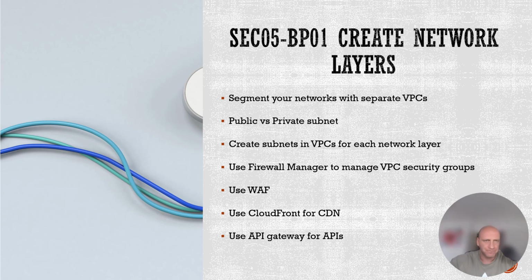Create subnets in your VPC. So create subnets for each network layer in groups that include multiple availability zones to enhance microsegmentation. Also, verify that you have associated the correct route tables with your subnets to control routing and internet connectivity.